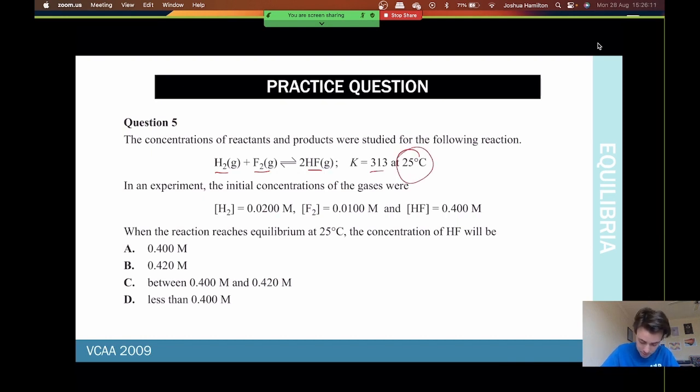This is at 25 degrees. In an experiment, the initial concentration of gases were given. When the reaction reaches equilibrium at 25 degrees, the concentration of HF will be... All right, so really important. You've been told nothing about the values at equilibrium. You've just been told what they are at the start.